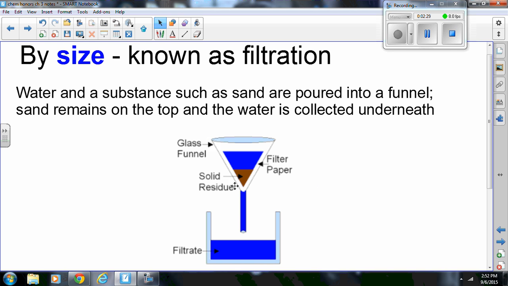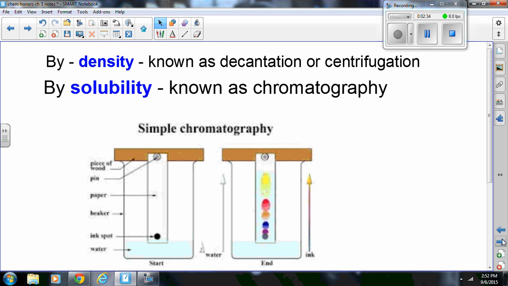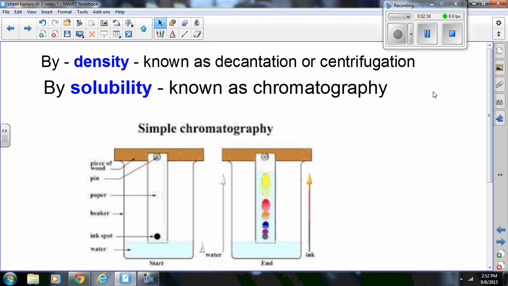And you can see the funnel here, there's paper on the inside, and you usually collect it in a beaker underneath. Decantation or centrifugation, we're not going to use this technique, but it's basically based on density. If you know what decantation is, it's basically pouring water off and letting the heavier particles stay on the bottom. But a centrifuge is an actual machine that can separate blood, for example. You put it into a vial and seal it, and then it kind of spins it to separate out the different parts of blood, like fat and so forth.